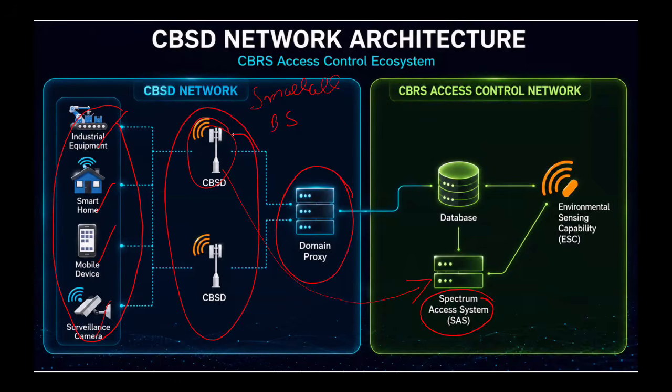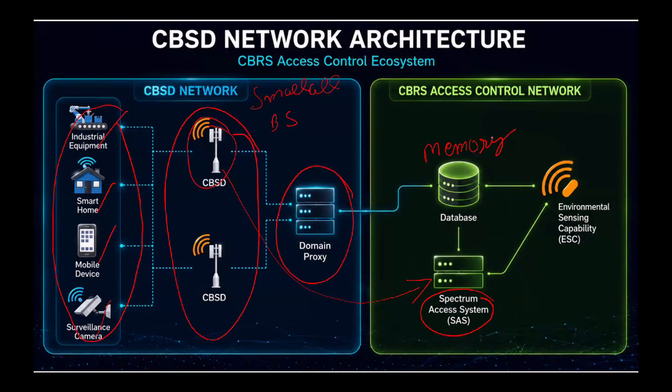The database is basically the memory behind the SAS. It keeps the information the SAS needs about CBSD registrations, locations, spectrum assignments, and authorization requirements. The SAS uses this information to decide which CBSDs can use which part of CBRS spectrum and at what power. Now, the SAS is the brain of CBRS spectrum management. The CBSD can't simply choose a CBRS channel by itself, right? It first has to register and request permission from the SAS.